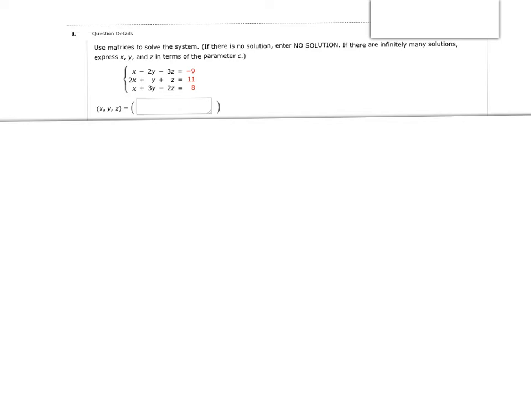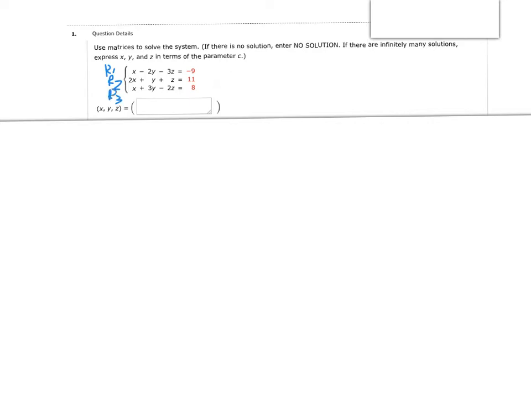I'm going to use elimination, and what I need to do is eliminate the same variable in 2 different ways. Looking at all these variables, it doesn't look like any one variable is particularly easier or more difficult than another to eliminate. I'll go ahead and eliminate z's first, and the way I always do this is I think of this as row 1, row 2, and row 3.